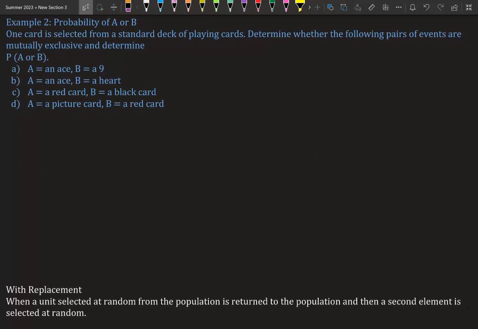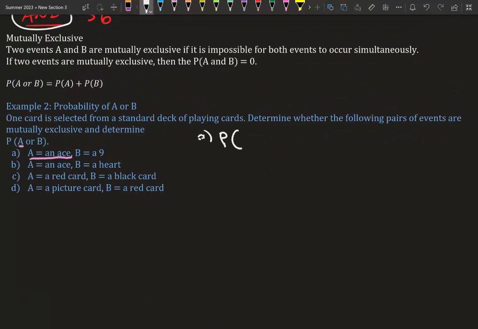So one card is selected from a standard deck of cards. Determine whether the following pairs of events are mutually exclusive and determine P(A or B). Alright, so mutually exclusive means that it doesn't affect the outcome, meaning there's no "and" situation. So if we look at P(A or B), A represents an ace, so we have the probability of an ace, or, and then our B, we have a 9. So we can just say 9.